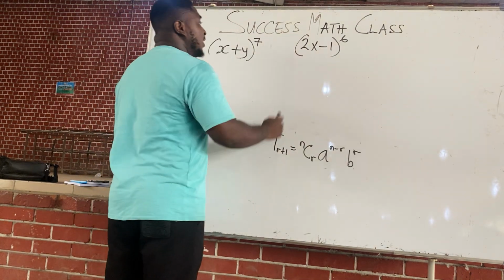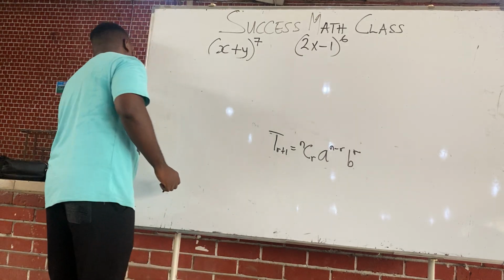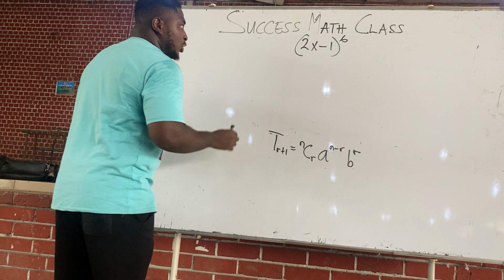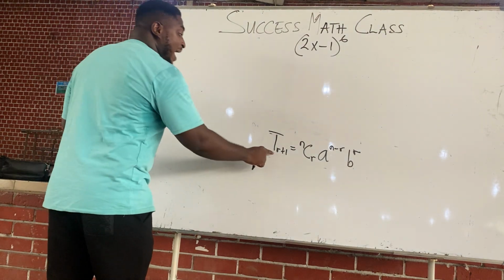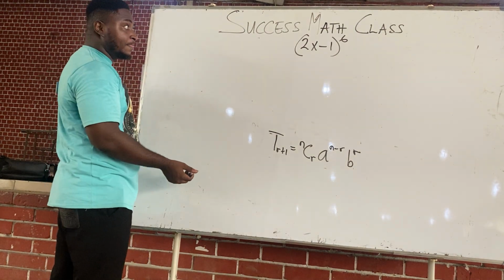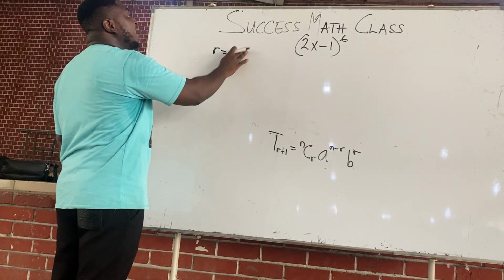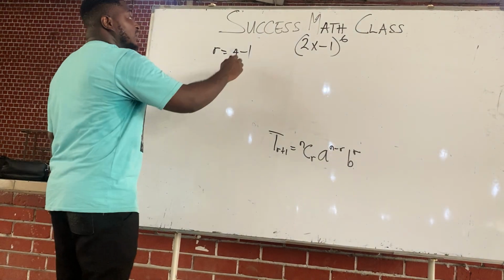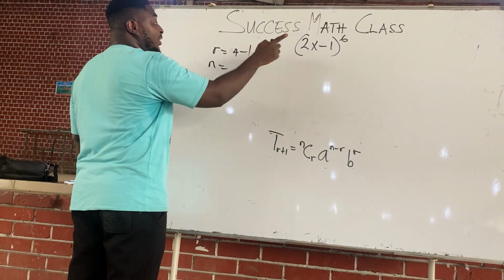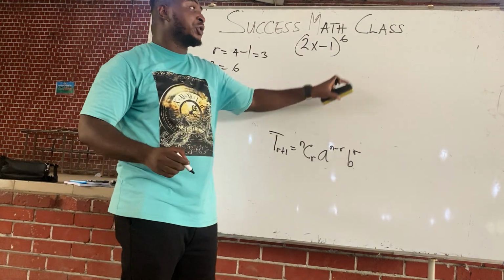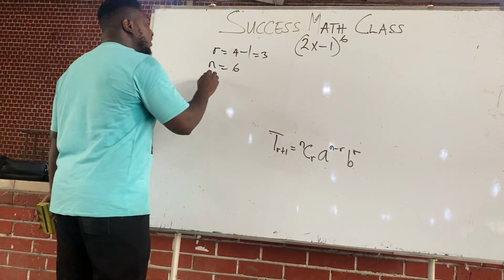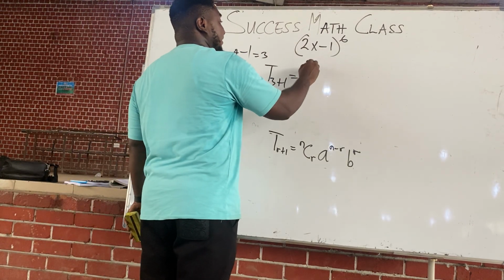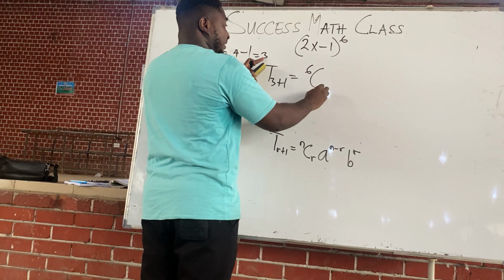Class, find the what? What are you supposed to find here? Fourth term. To find the fourth term, class, R is going to be 3, right? R is 3 because R is 4 minus the number of terms you are looking for. So R is 3. What is N in this question? 6, the power of the expansion. So we're going to say T_R, which is T_(3+1), equals N combination R, 6 combination 3. R is 3, right?